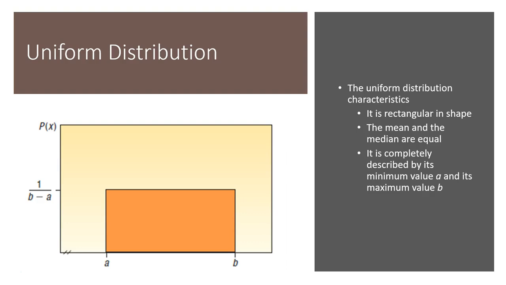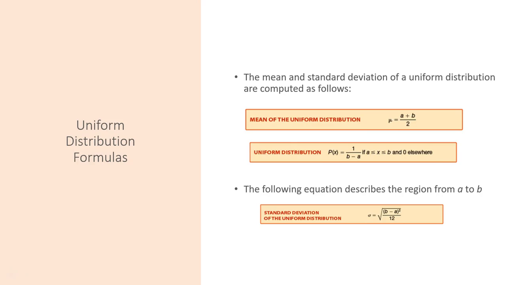Because when you're finding that probability, what you are doing is you're actually taking the area under the curve. And with the uniform distribution, the shape of that distribution gives you a rectangle, which makes it very easy to do that calculation. And so the mean and the median with the uniform distribution are going to be equal. And all you really need to know is that maximum and minimum value designated by A and B so that you can calculate the mean, the standard deviation, and any probability that you might want to find.